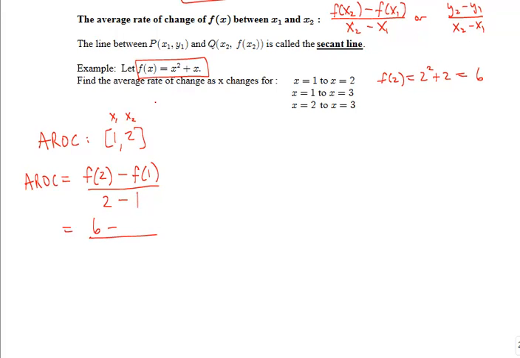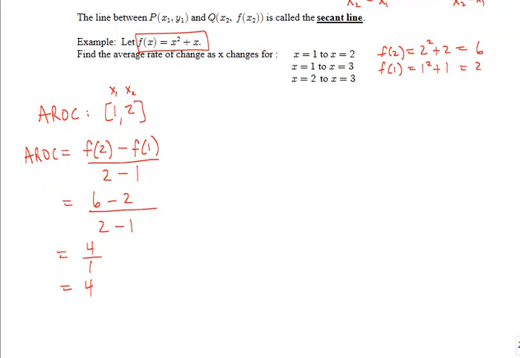Now let's find f of 1. So I go back to my function, and this time I'm going to plug in 1. So 1 squared plus 1 is just going to be 2. So you just find these f values by plugging the x's into your function. So if we simplify that, we're going to get 4 on the top and 1 on the bottom, so our final answer is 4. Okay?